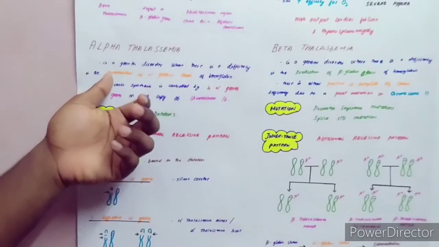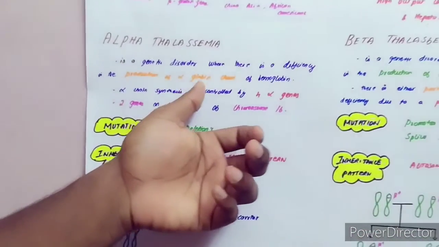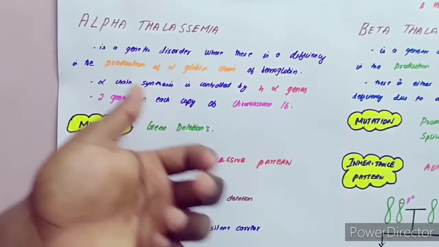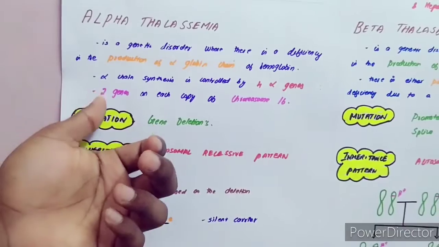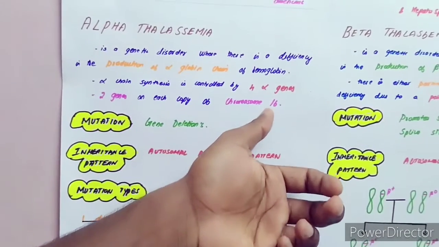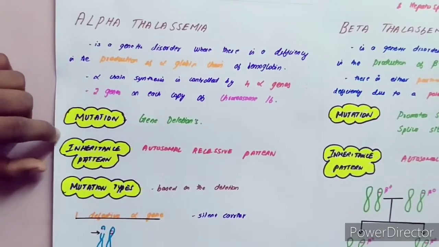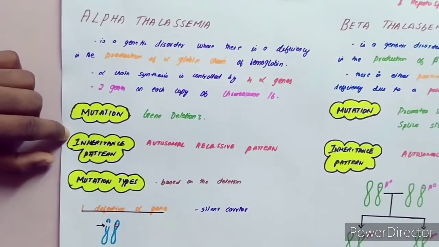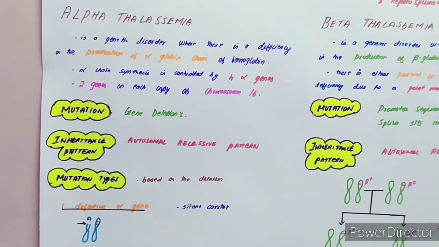Now we'll move on to alpha thalassemia. Alpha thalassemia is a genetic disorder where there is a deficiency in the production of the alpha globin chain of hemoglobin. Alpha chain synthesis is controlled by 4 alpha genes, that is, 2 genes on each copy of chromosome number 16. Mostly the mutations are gene deletions. The inheritance pattern is autosomal recessive, that is, both mutated genes are required for the disease.